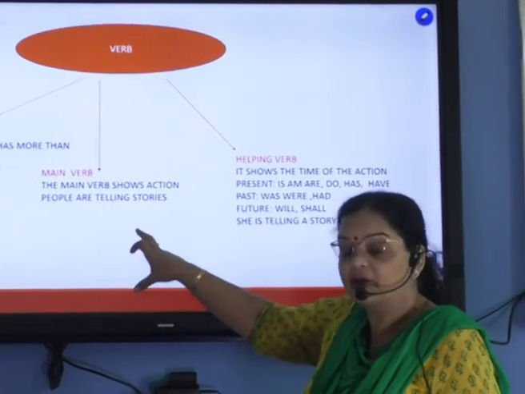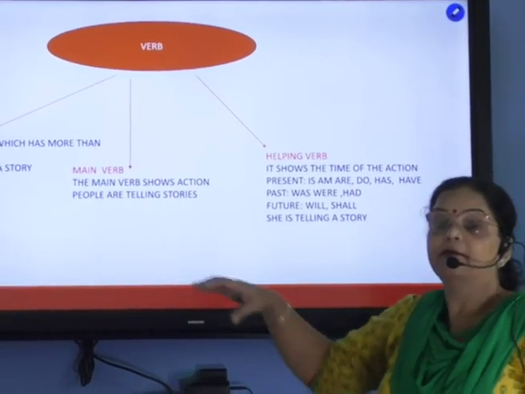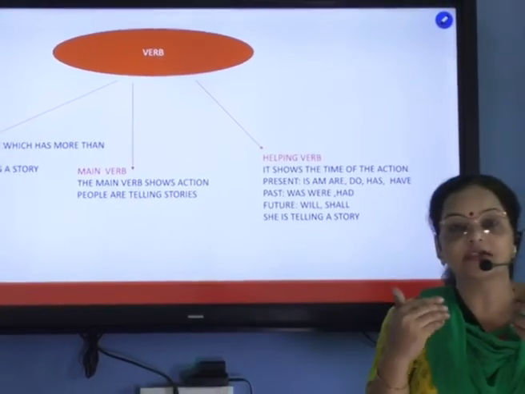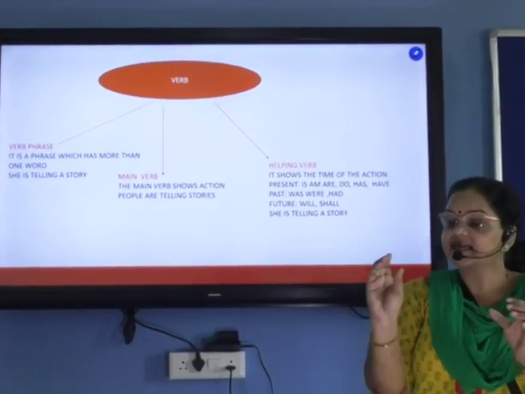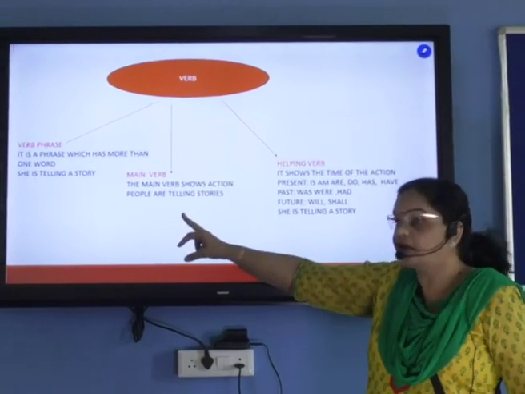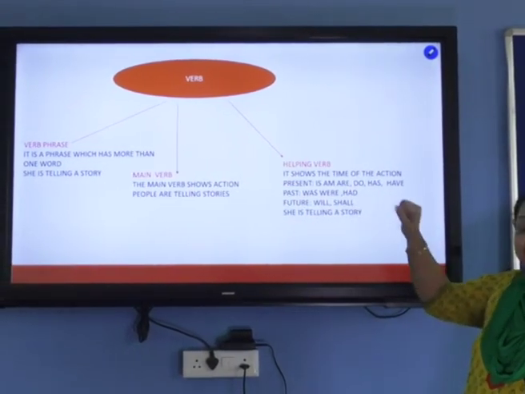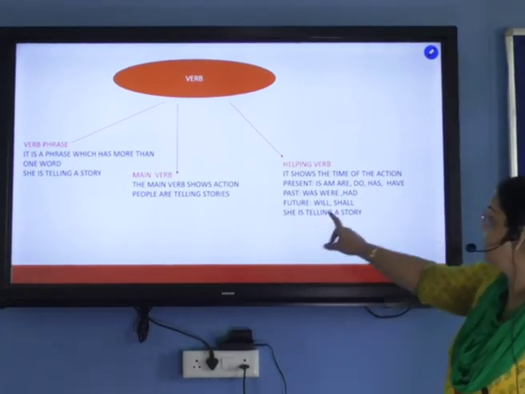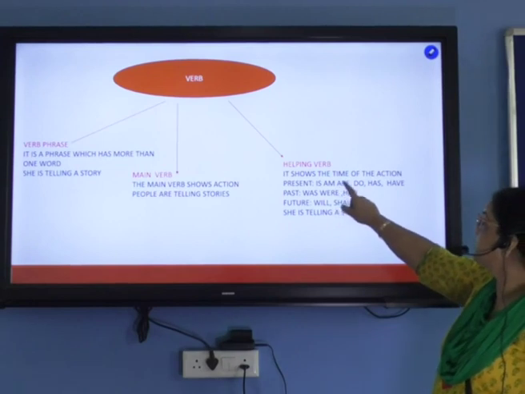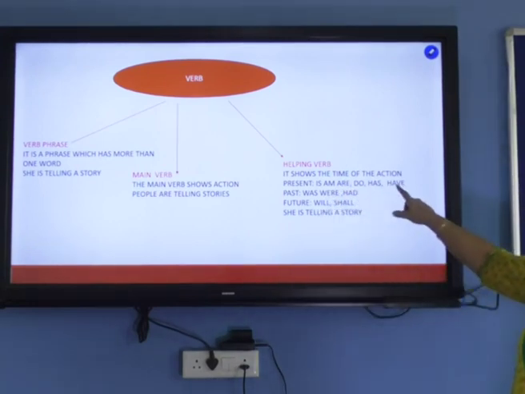And what is the main verb now? The main verb shows action. People are telling stories. Now this shows action. Actually the verb is the same, is telling. Is telling can be used as a verb phrase, it can be used as a main verb, and it can also be used as a helping verb. It depends upon its function. Now here you see, the helping verb shows the time of the action. In present we have is, am, are, do, has, have.